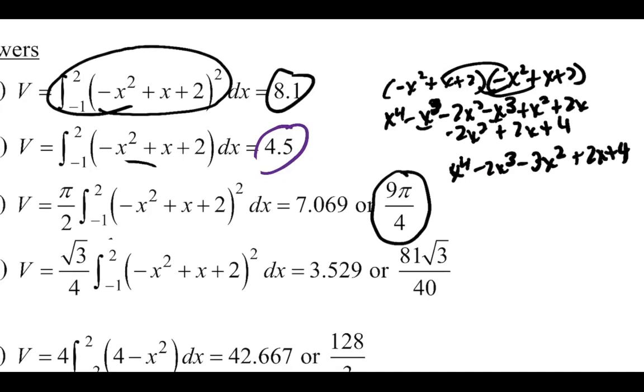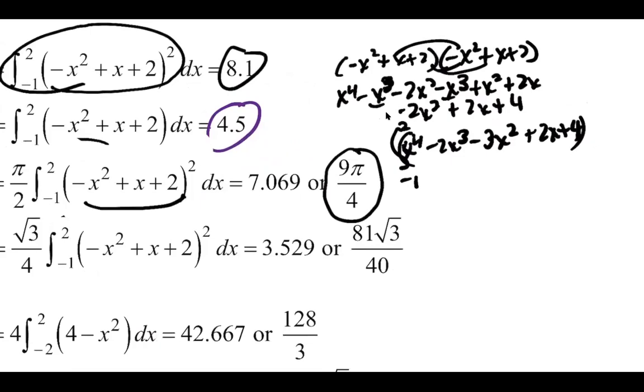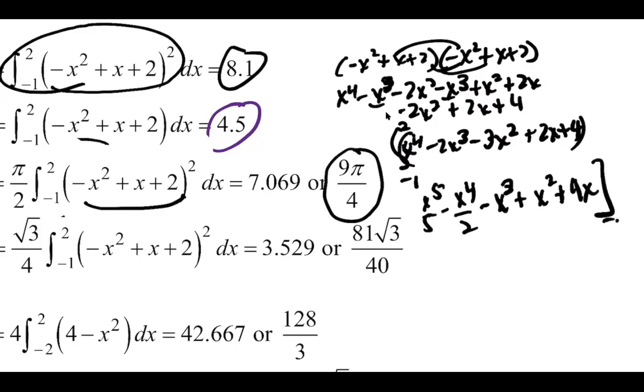So if I do all of this out from -1 to 2, I'm going to get the same thing. I'm going to get x to the 5th over 5 minus 2x to the 4th over 4, so that'd be over 2, minus x cubed plus 2x squared over 2 plus 4x from -1 to 2.